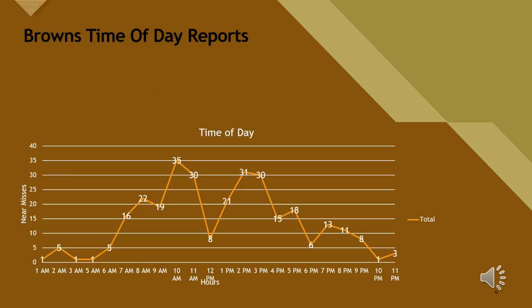The graph we are looking at now is Brown's time of day reports. This graph shows how many incidents are being reported per hour, starting from 1 a.m. ending at 11 p.m. Brown has fluctuating data. They are up and down in their reporting system.